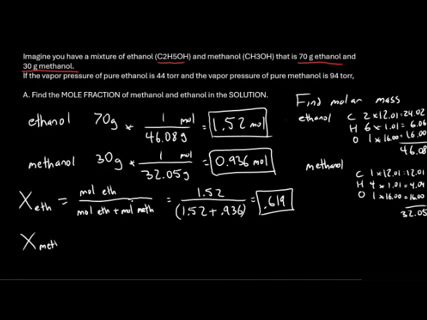To get our mole fraction of methanol, we can take 1 minus our mole fraction of ethanol. Because there are only 2 components in the solution, we know that the total mole fraction for both must be 1. All we need to do is subtract out the ethanol to get the methanol. So we'll take 1 minus 0.619. We'll end up with 0.381 for our mole fraction of methanol.